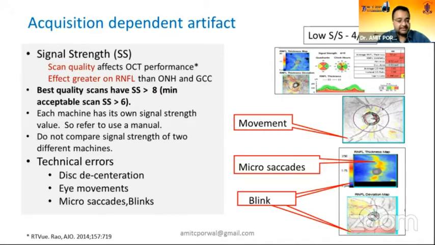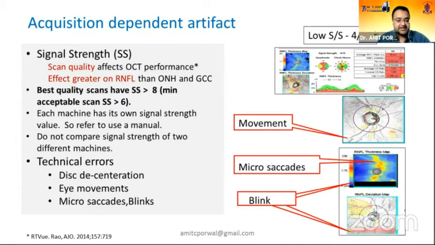Each machine has its own signal strength value, so refer to your user manual. Like Zeiss shows in increments of 1 to 10, whereas the RTVue shows it in terms of 100. The Topcon will also be showing in terms of 100. Every machine has its own proprietary algorithms, as I mentioned in the beginning of my talk. So do not compare signal strength of two different machines.